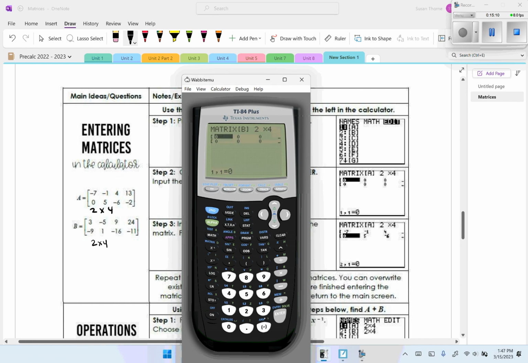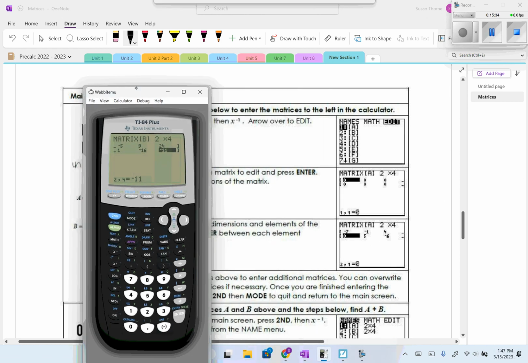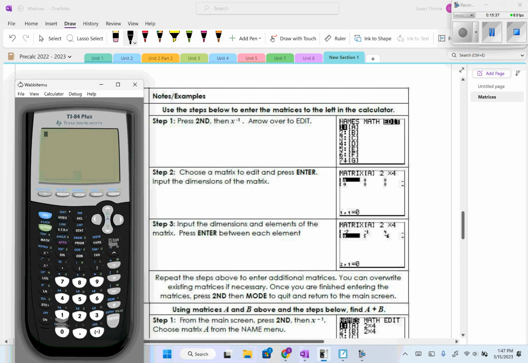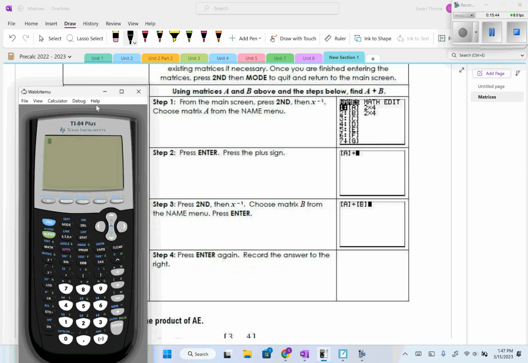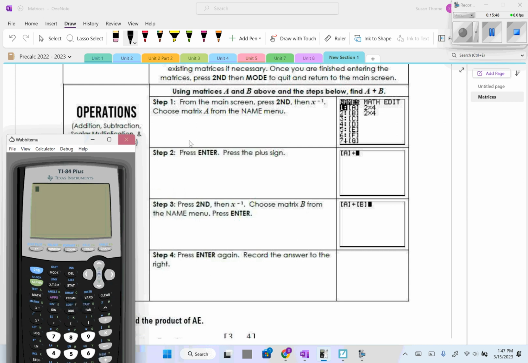And then we're just going to enter the elements for each entry. So 3, -5, 9, 24, and then -9, 1, -16, and -11. Okay. So now that we have our 2 matrices in, I'm going to go to second mode to go back to my home screen. And we're going to use these to add the matrices together or multiply them or whatever operation it is that we're doing.